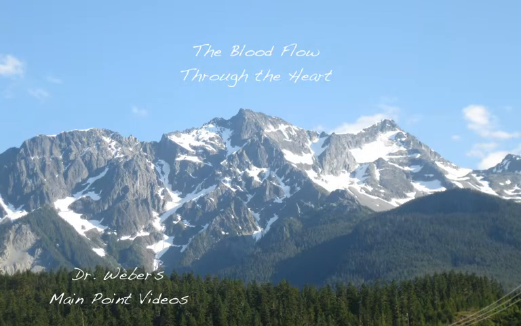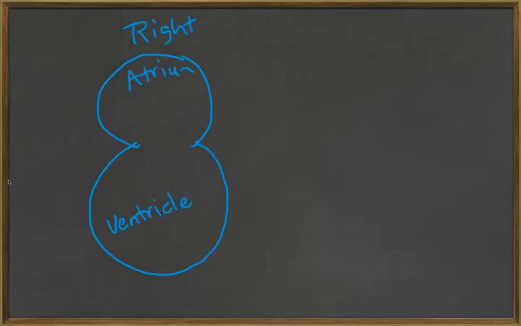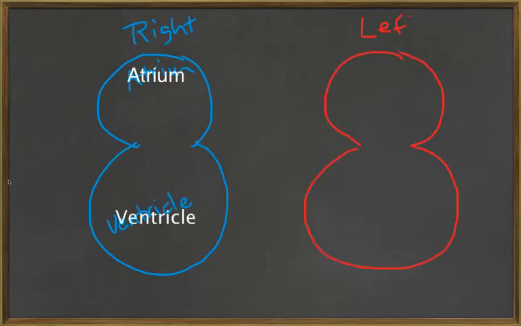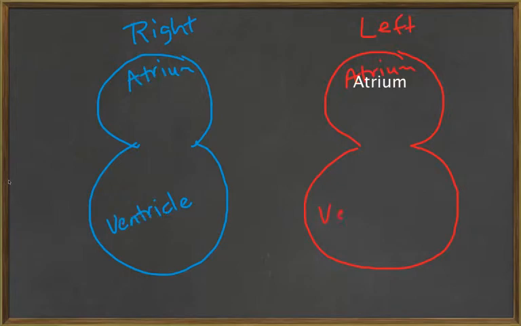This segment is on the flow of blood through the heart. I'm going to draw a picture of the heart separating the right and the left side. The right side of the heart will draw the atrium and the ventricle. We'll draw the left side of the heart. This is the left atrium, and this is the left ventricle.